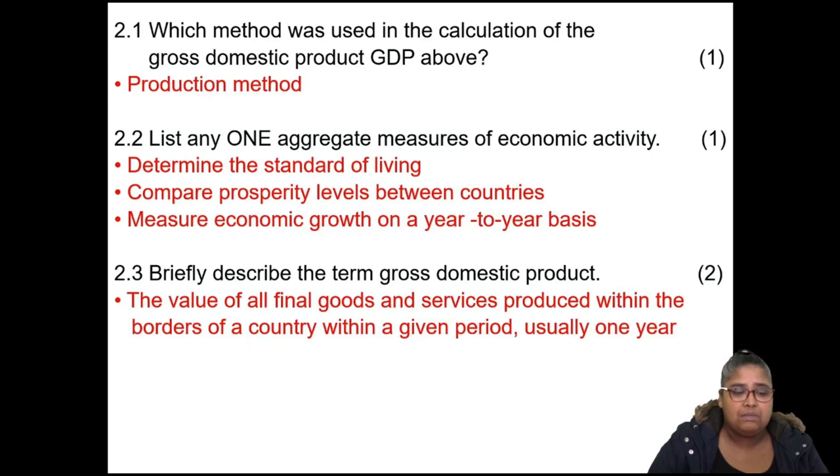briefly describe the term gross domestic product. So here you had to give a definition of what GDP is. So what is gross domestic product? The value of all final goods and services that's produced within the borders of a country within a specific period, which is normally a year. I believe that this definition, everyone got that right, because we've been dealing with this every year. And I said at the beginning of the session that if you know your definitions, it makes it easier for you to answer questions throughout the question paper.